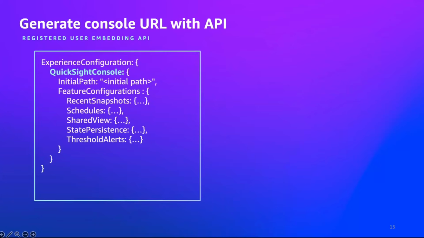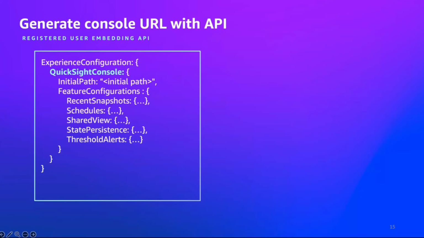So in this example on screen, you can see that we've chosen the QuickSight console. And for that type, we have lots of options, and these are under feature configurations. So you'll see things like state persistence. That's controlling whether it will remember filter selections between site visits. Or you can also enable or disable schedules, which determines whether your users will be able to configure emailed reports.